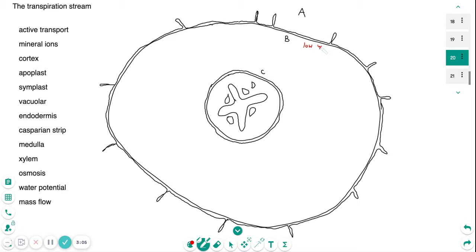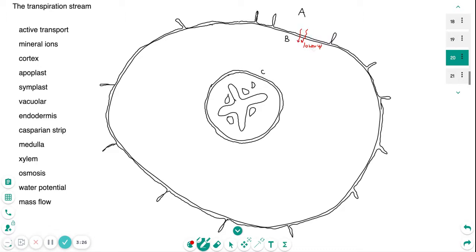Just do that signal there. There's going to be a low water potential, or lower. And the water potential will be lower than it is outside. And if the water potential is lower than it is outside, water is going to enter by osmosis.